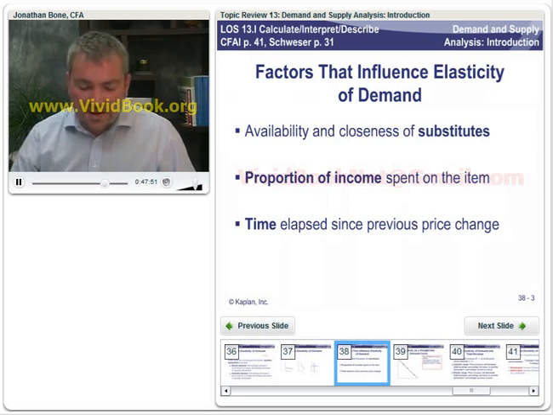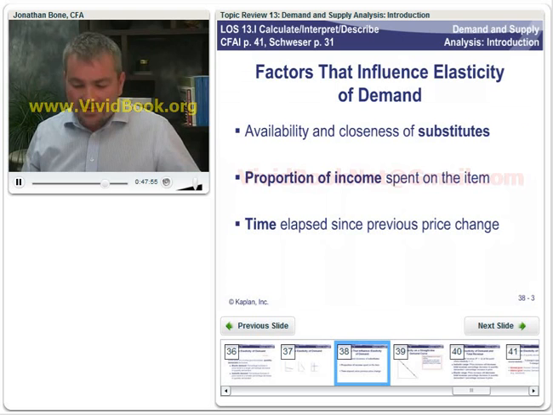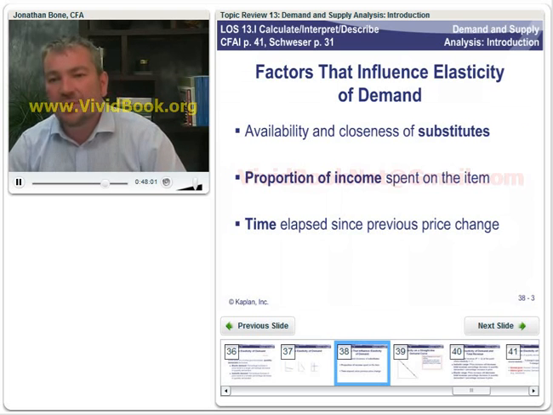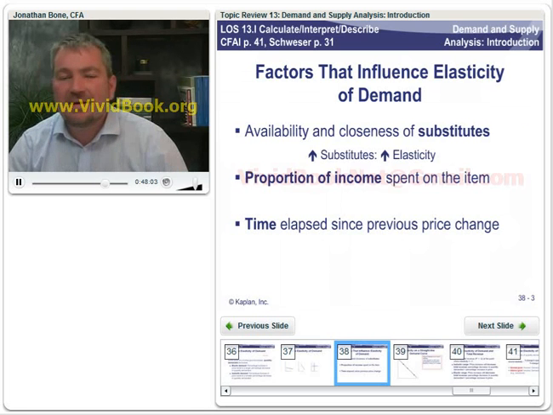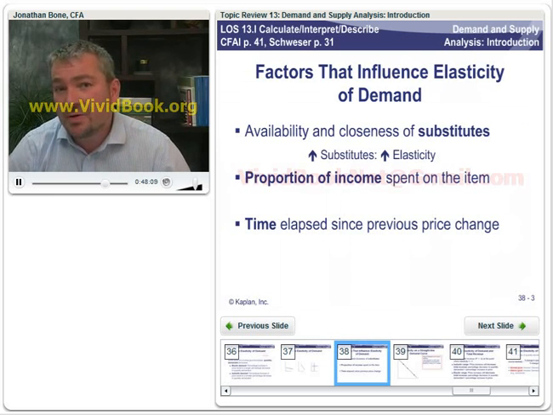What affects demand elasticity? Well, there are a number of things, but actually only three things that we need to be aware of in the exam. The first one is going to be the closeness of substitute products. The increased number of substitutes available, the increase in elasticity. Because essentially, if you increase your prices, consumers will switch to the substitute products with a lower price. So more substitutes, more elasticity.